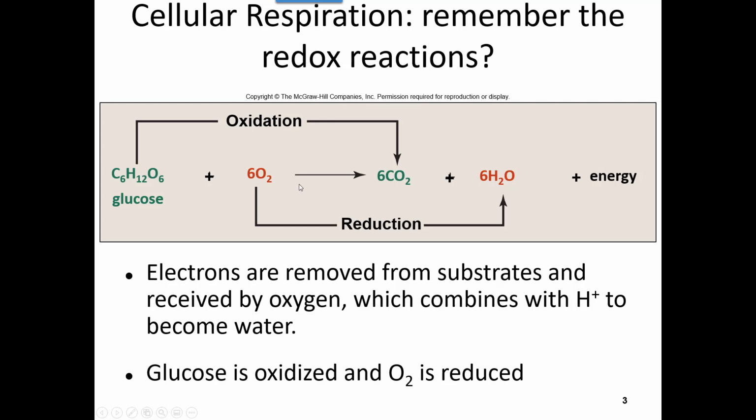It's becoming reduced, it's gaining electrons, but it's also gaining some of that hydrogen. Oxidation is losing electrons, so if you notice, you're going to lose the hydrogen here, and so it's losing electrons. So glucose becomes oxidized, it's losing the electrons, and your oxygen is becoming reduced, it's gaining some of those electrons, and again, with it, those electrons are tied to water.